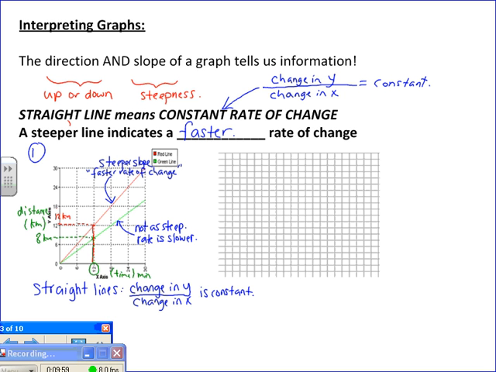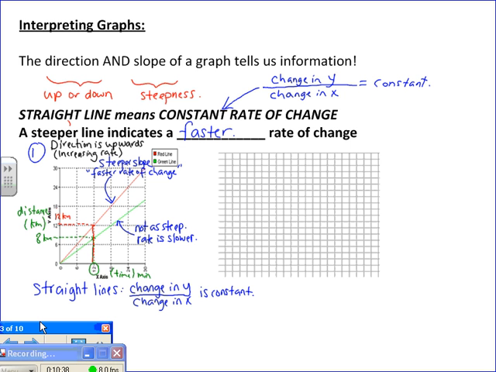The other thing I can see about this graph, these two lines, is that both of these lines are going in an upwards direction. In other words, they're heading up. And I know that that tells me that my distance is increasing with time. So whenever we have the direction here upwards, that means this is an increasing rate. So it tells me that my distance is increasing with time.